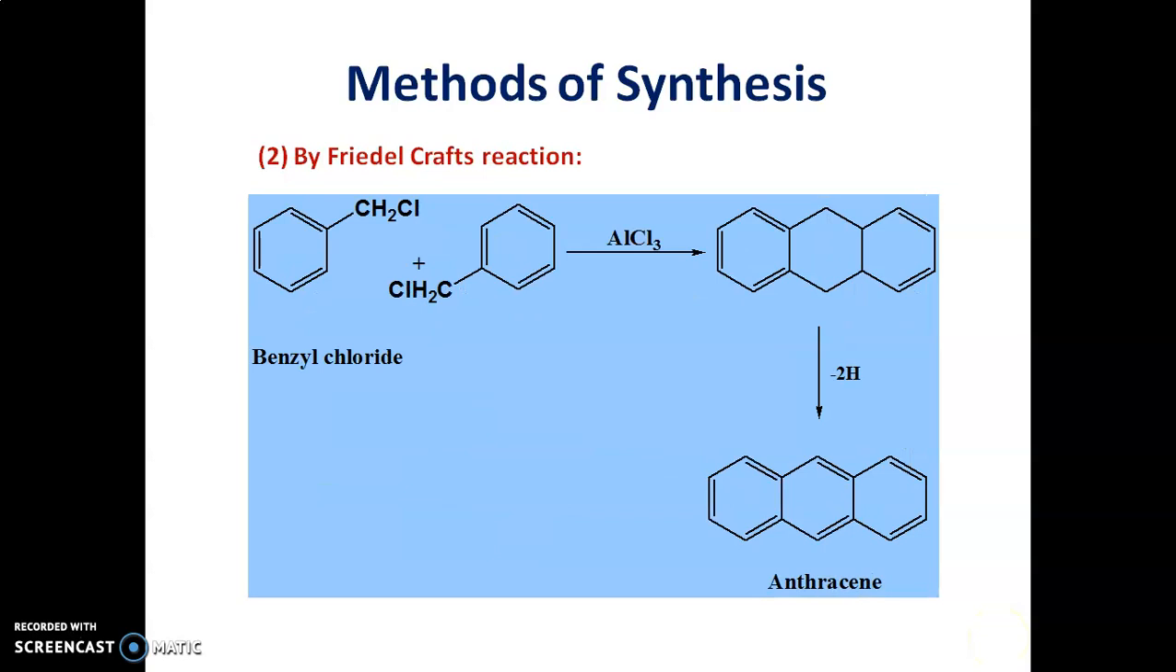The second method is by Friedel-Crafts reaction. In Friedel-Crafts reaction, benzyl chloride reacts with itself to form 9,10-dihydroanthracene. This 9,10-dihydroanthracene readily loses two hydrogen atoms to yield anthracene as the final product. So this is the second method for synthesis of anthracene, that is Friedel-Crafts reaction.